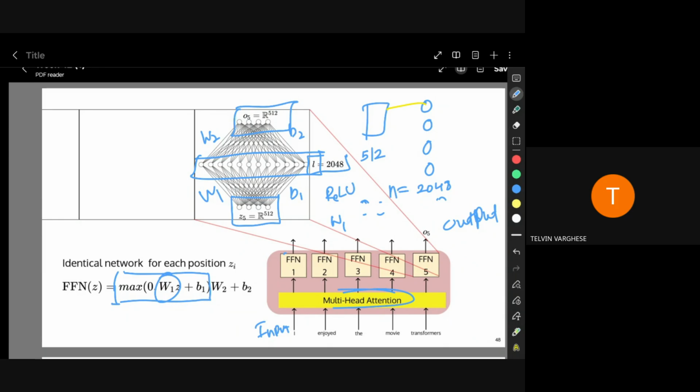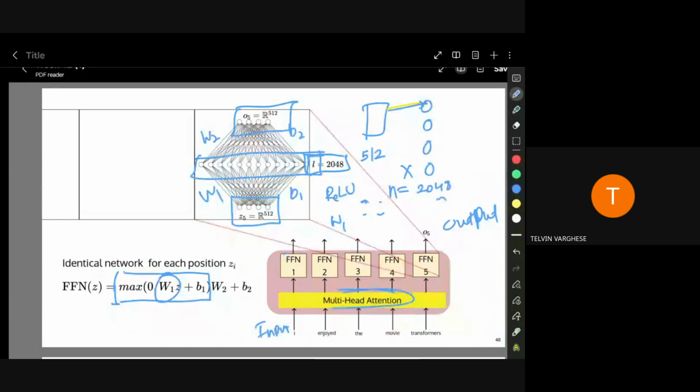So will it not be like double? No, you don't have to calculate it. You have to decide it. You have to specify that this many neurons I want in my hidden layer. Okay, so while calculating the parameters of the FNN, we just calculate 512 into the given value. Yes, so the number of weights will be that many, 512 into 2048, into 2. The idea is they wanted to expand it by, I guess, 4 times the input. So that's why they chose 2048.